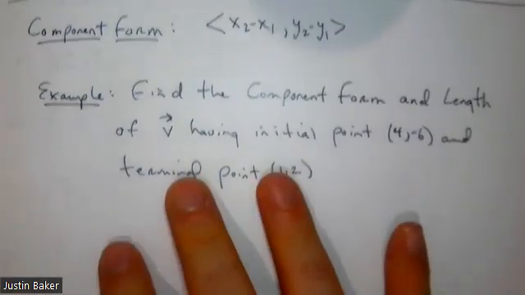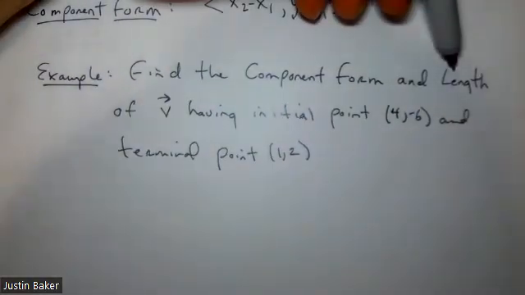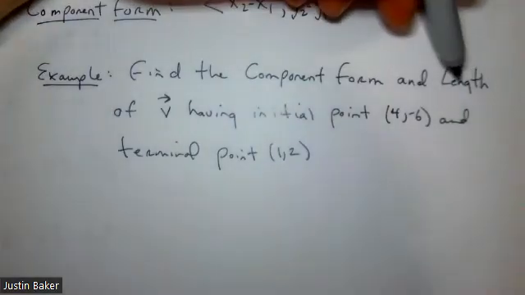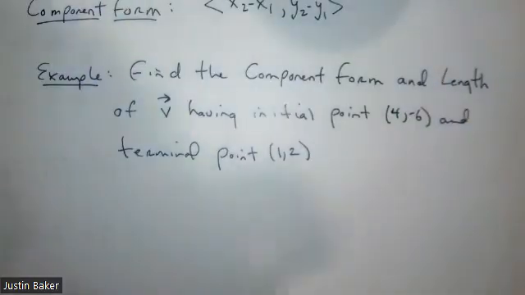And go ahead now and answer both pieces of this. We're finding the component form, and we are also finding the length. What is the length? Another way of saying that is the magnitude. So find the component form, and then also find the length, also known as the magnitude.